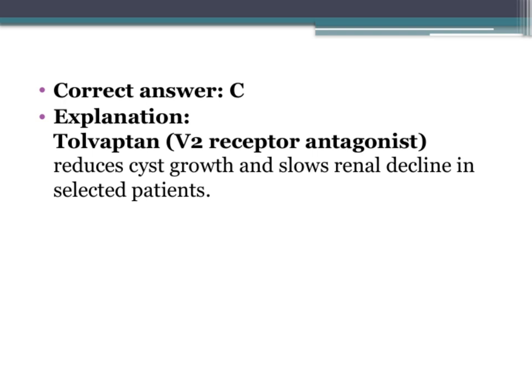By doing so, it helps slow down the decline in renal function. This targeted approach is especially beneficial for selected patients, where slowing disease progression can make a real difference in their quality of life. So, in the context of our overall discussion, tolvaptan is an important therapeutic option because it directly addresses the underlying cyst growth and renal deterioration.